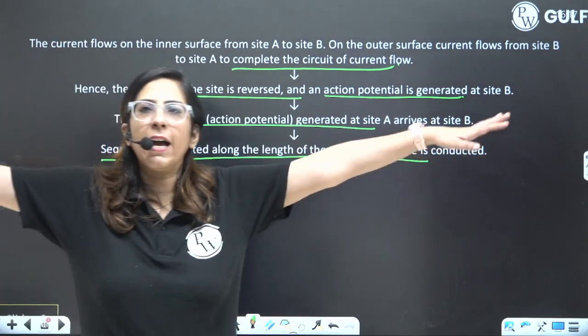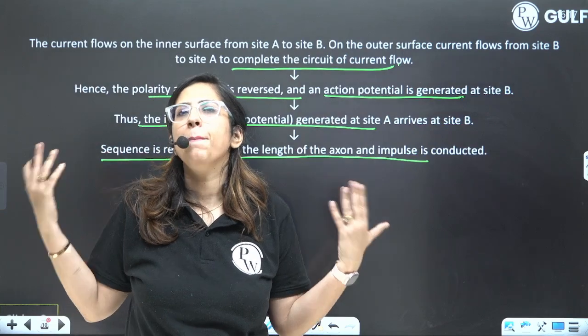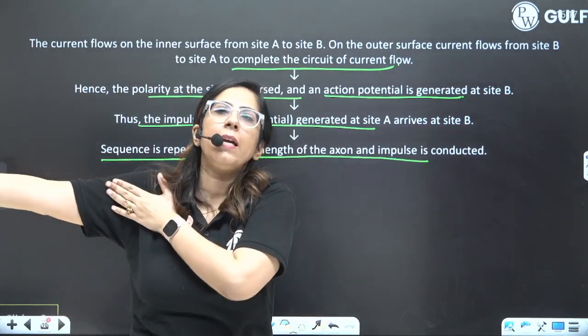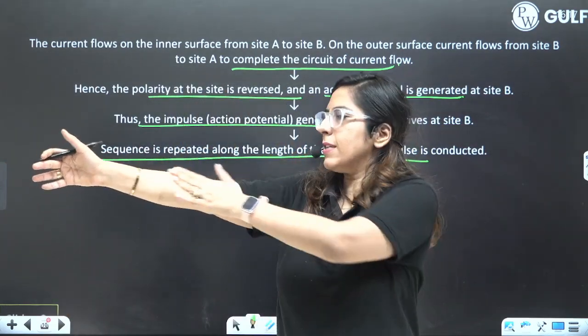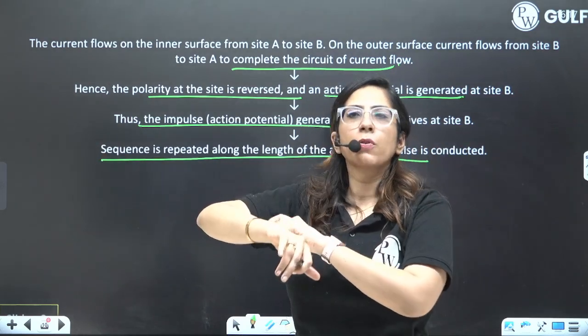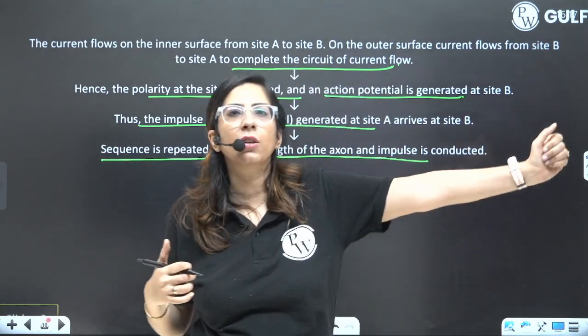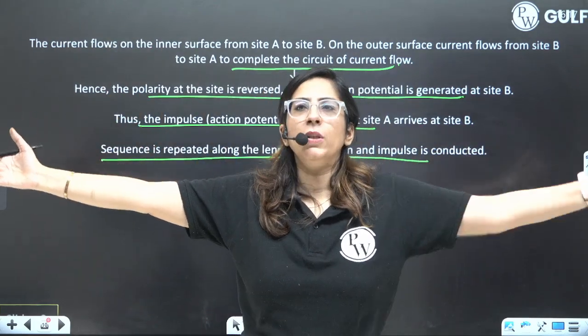So first I am in a resting state. Inside I am negative, outside I am positive. Now consider that this is the A region. Here, as the impulse comes, there will be opening of the sodium ion channel. Inside it will become positive, outside negative. This is region B. Region A and B are adjacent to each other.